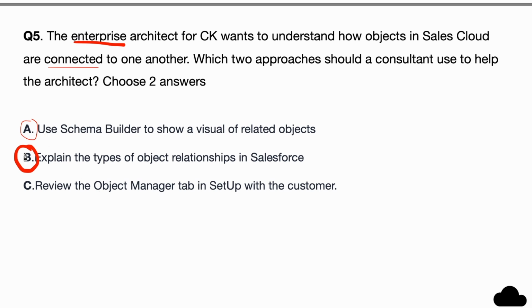So that's definitely important. We know that C is not the correct answer, but let's just go through it. Review the Object Manager tab in Setup with the customer. This is not going to be helpful. The Object Manager tab does not display anything about relationships. It mainly gives you just a list of the objects in your org. It does not show you how they are connected, which is what the question asks. So this is definitely not the answer. So we have A and B for this question.